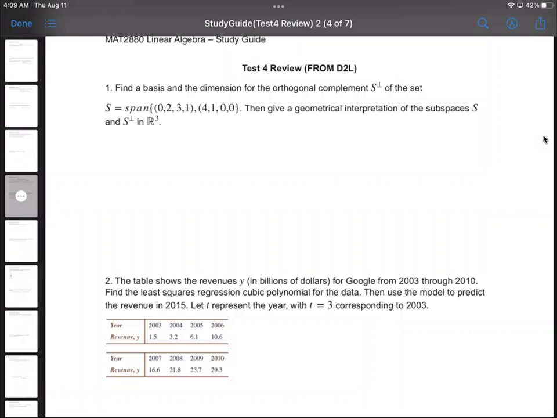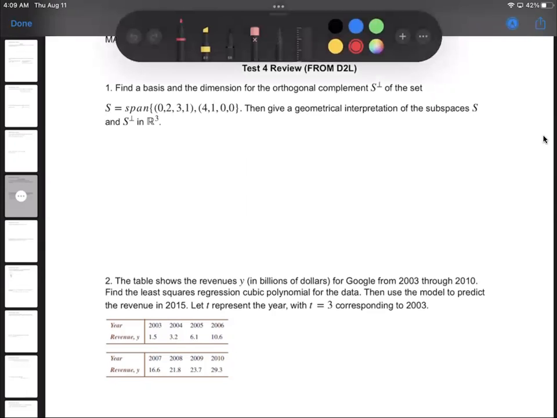Number one, we want to find a basis and the dimension for the orthogonal complement of the set S, the span of (0, 2, 3, 1) and (4, 1, 0, 0). Let me remind you that the dimension of R4 is equal to 4, right? And the dimension of S is apparently 2, because there are two vectors there. So this implies the dimension of the orthogonal complement of S is equal to 2.